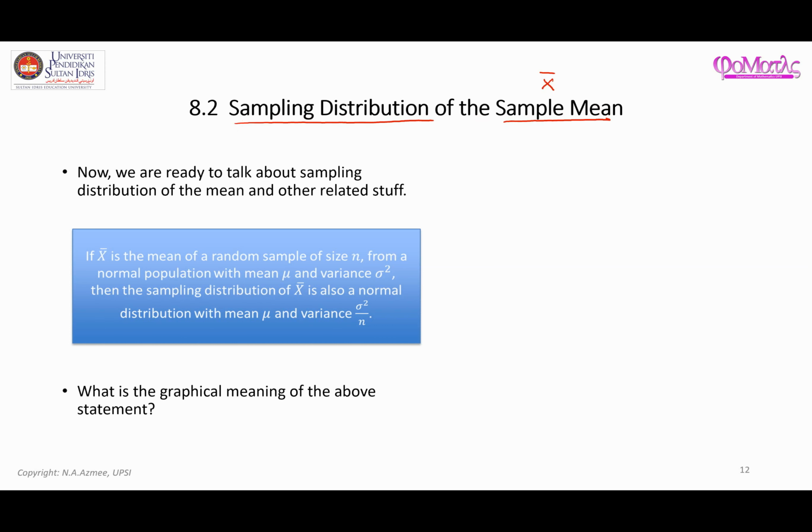In this video, I'm going to talk about the sampling distribution of the sample mean x bar. And here is one of the important results related to the idea of sampling distribution.